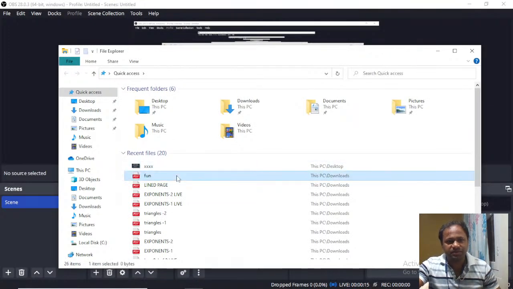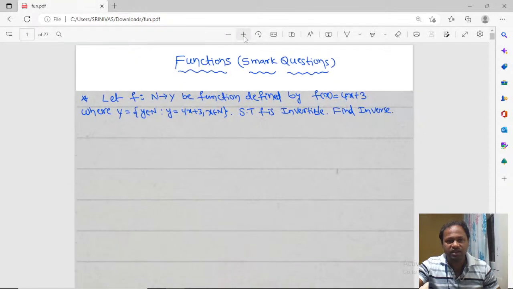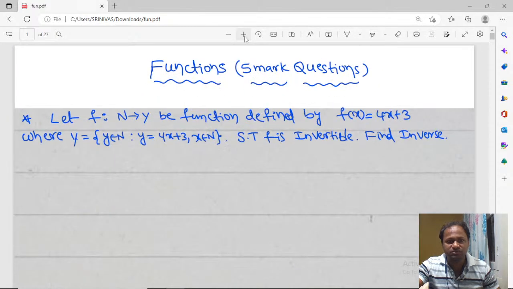Functions. Okay. So in functions, we have very important 5 marks questions which will be frequently asked in exam. So, those problems I am going to discuss.